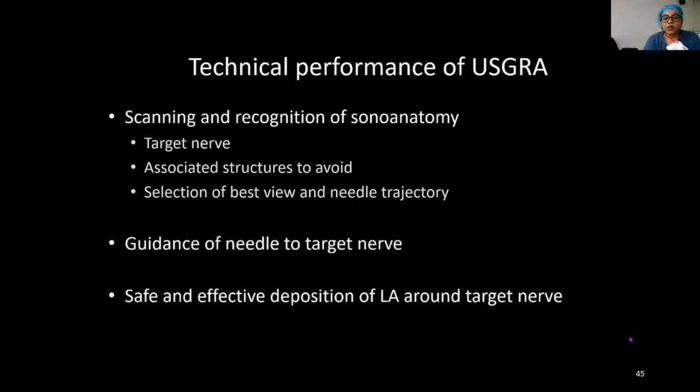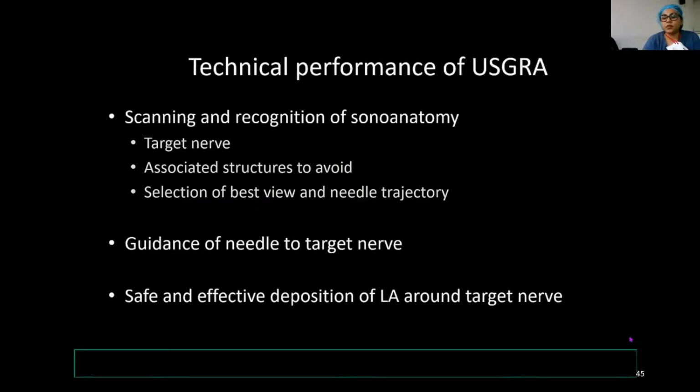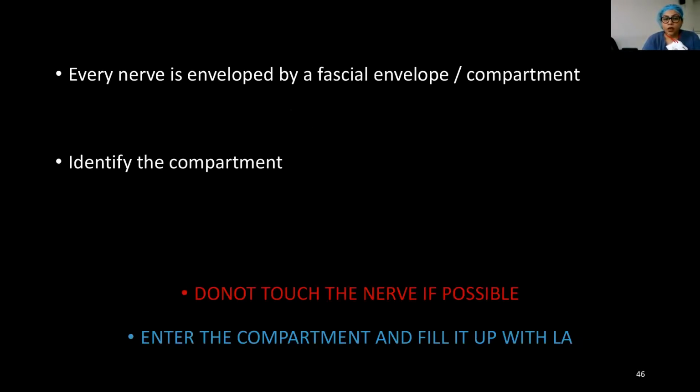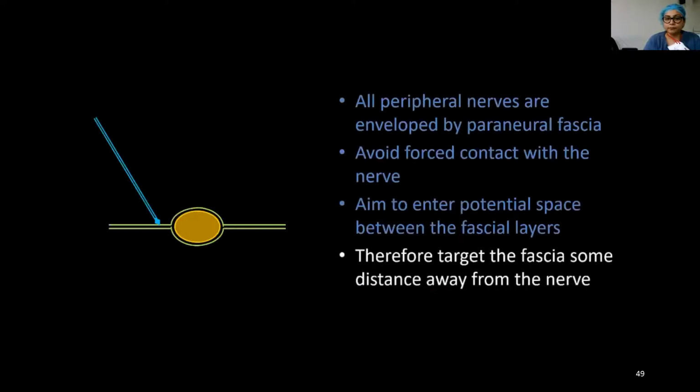So now coming to the third part of the technical performance, that is the safe and effective deposition of local anesthetic around the target nerve. Every nerve is generally enveloped by a fascial envelope or a compartment. So what we have to do is identify that compartment. After the needling is done, when we are proceeding to the deposition of the drug, we do not have to touch the nerve. We just have to enter the compartment and fill it up with the local anesthetic.